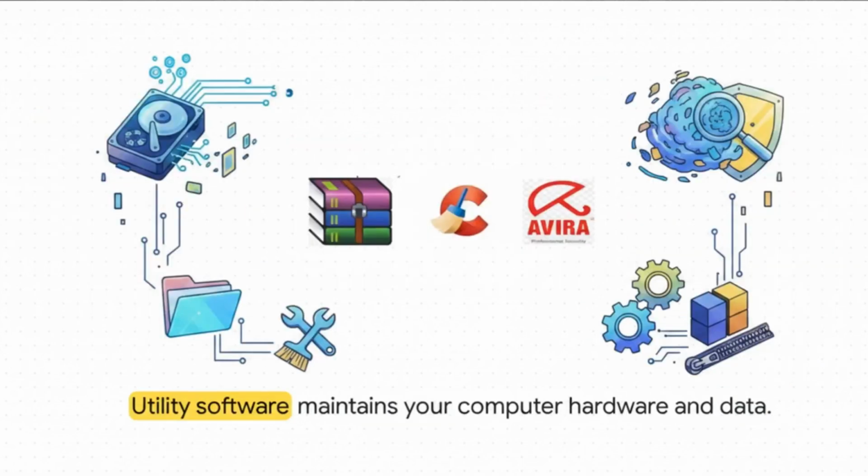But hey, the OS doesn't do it all alone. Enter utility software. You probably recognize a few of these, right? These are your digital janitors and mechanics. Whenever you need to recover a lost file, zip up a huge folder with something like WinRAR, scrub your system history with CCleaner, or hunt down nasty malware with Avira, that's utility software rolling up its sleeves.